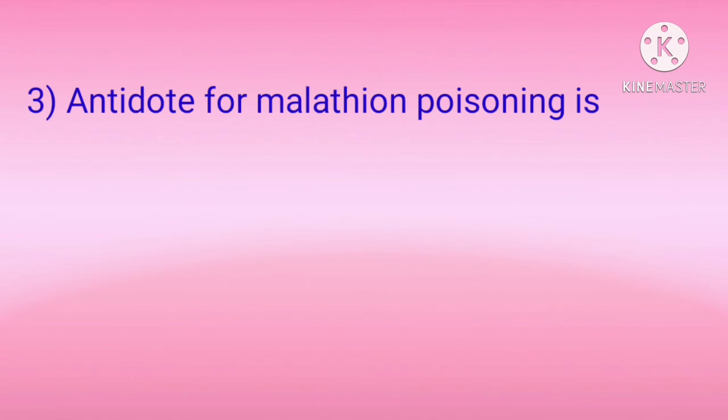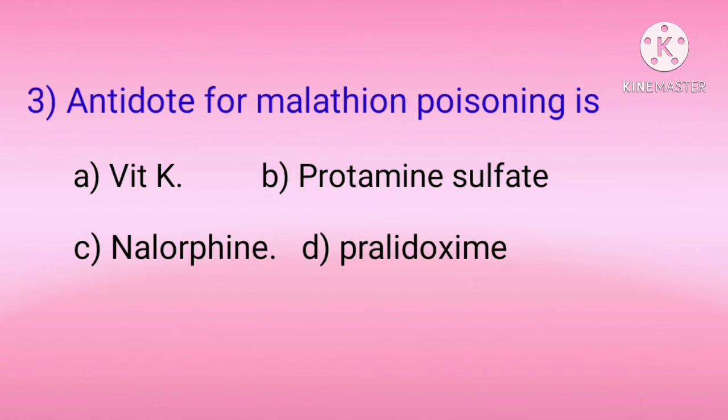Question number 3. Antidote for malathion poisoning is option A. Vitamin K, B. Protamine sulfate, C. Nalorphine, D. Pralidoxime. Answer is option D. Pralidoxime.